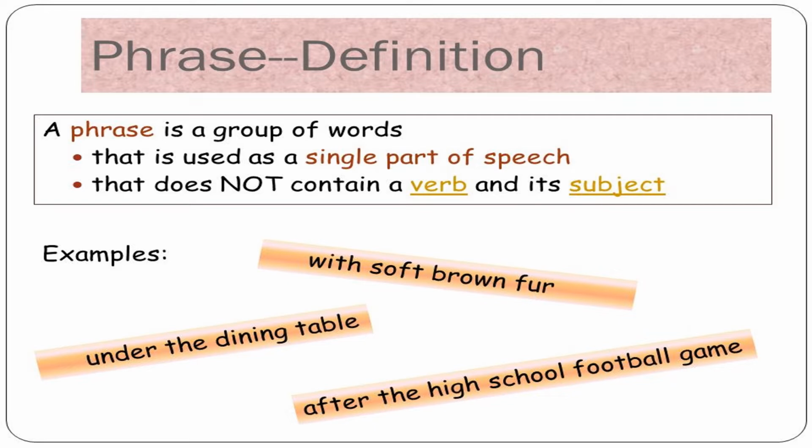We have another topic in this chapter, which is phrase. Students, the difference between phrases and sentences: in a phrase, it's not necessary that it should always make complete sense, unlike sentences. Now, what is a phrase? A phrase is a group of words that is used as a single part of speech, and it does not contain a verb and its subject. Examples: with soft brown fur, under the dining table, after the high school football game.